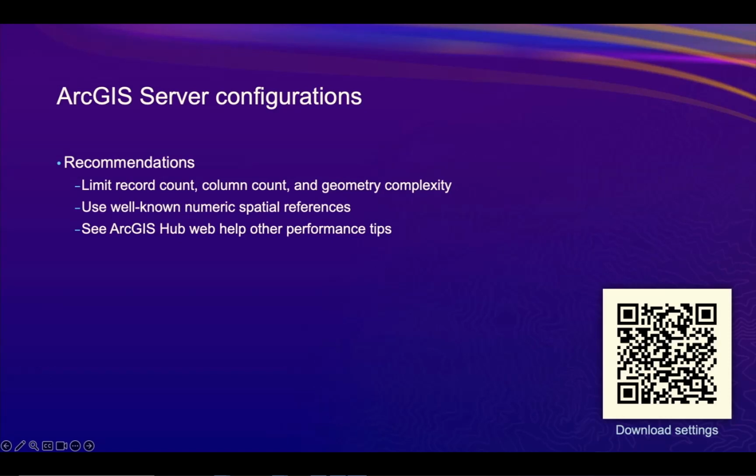We also find that sometimes customers will put in spatial references that don't actually use numeric numbers. Sometimes they'll have values in there that are characters or spaces or other things like that. That can cause a problem when we're actually running a download job. So check just to make sure that you are in a spatial reference that is readable by the system.